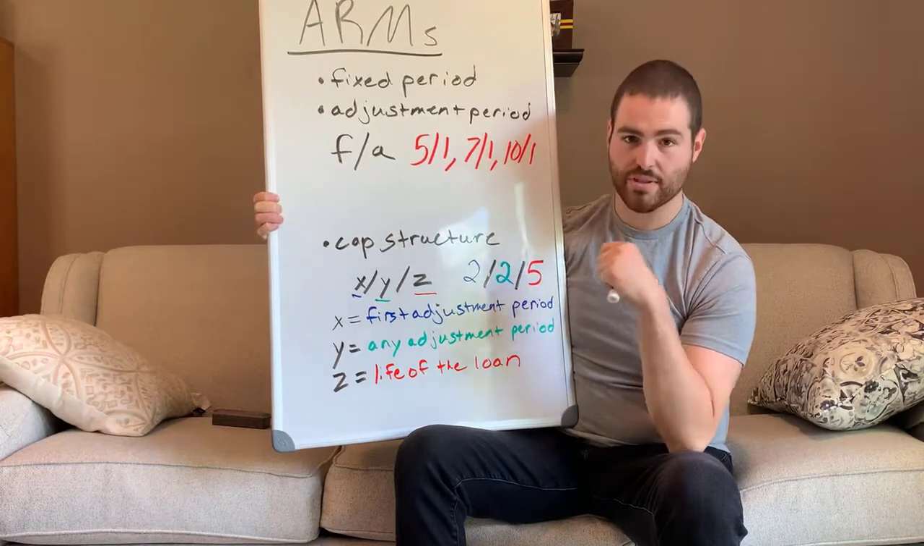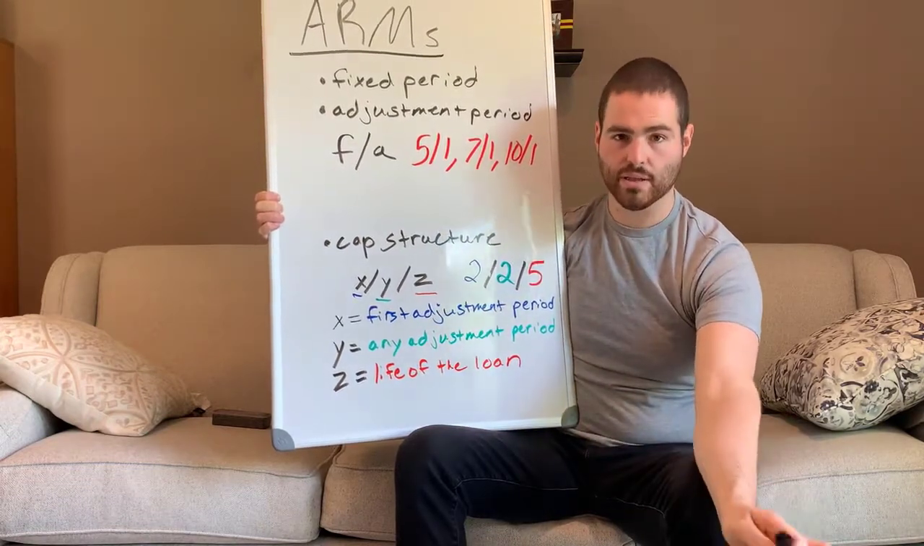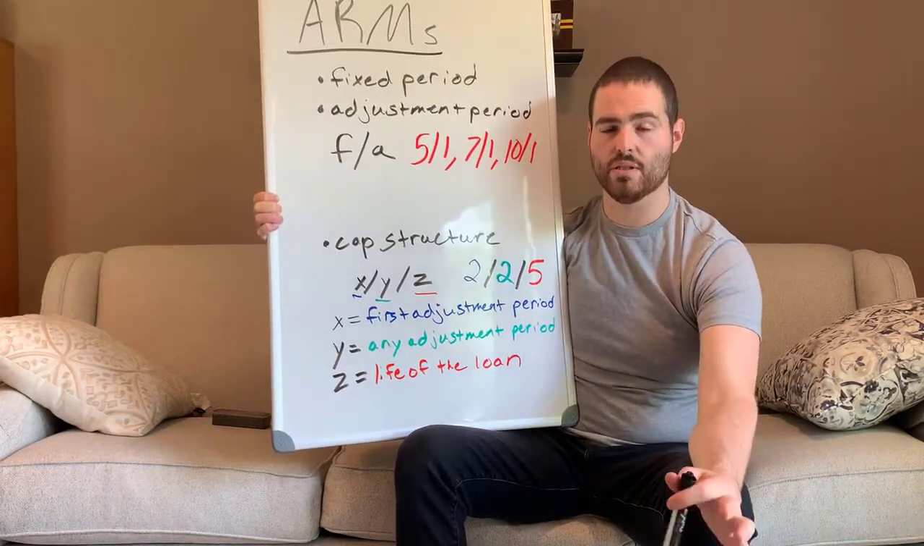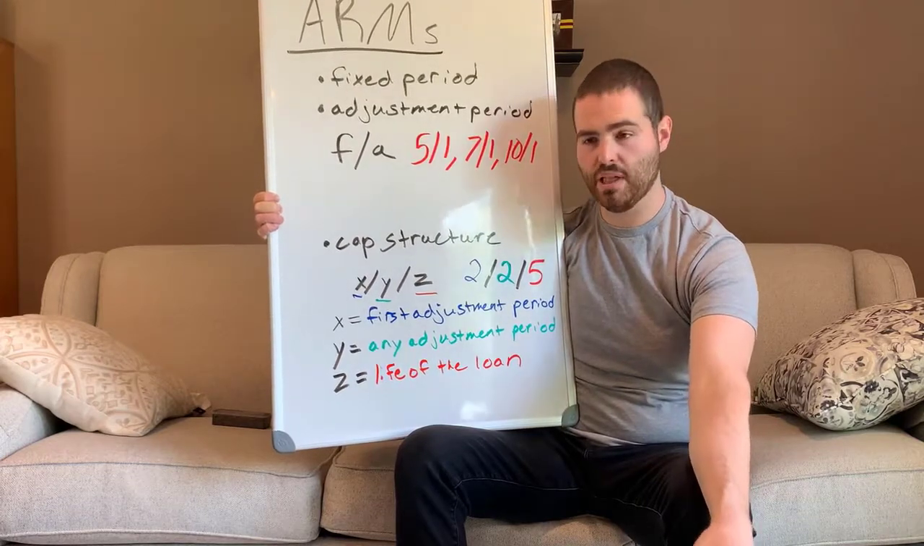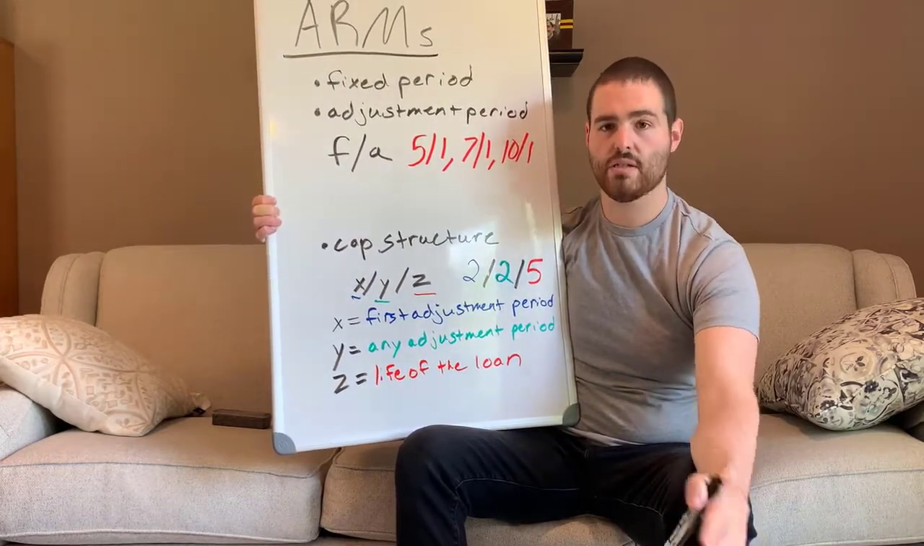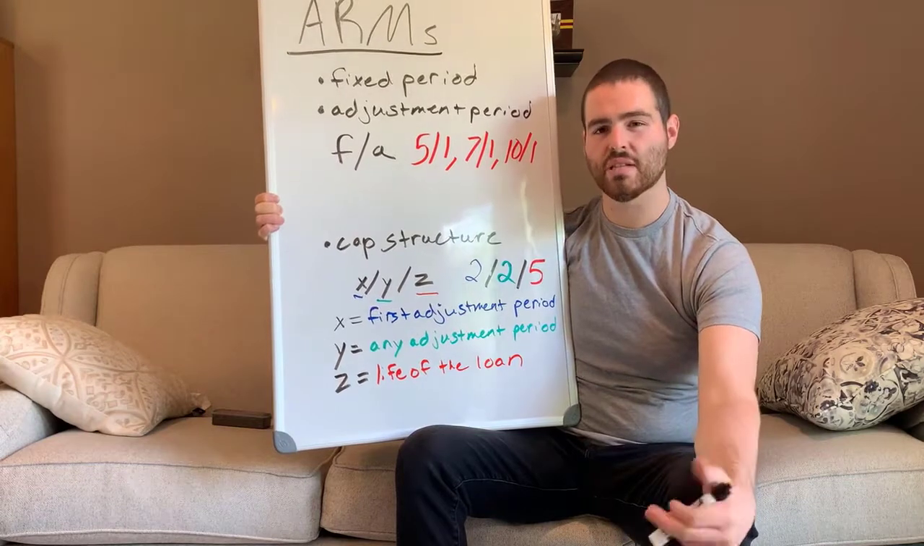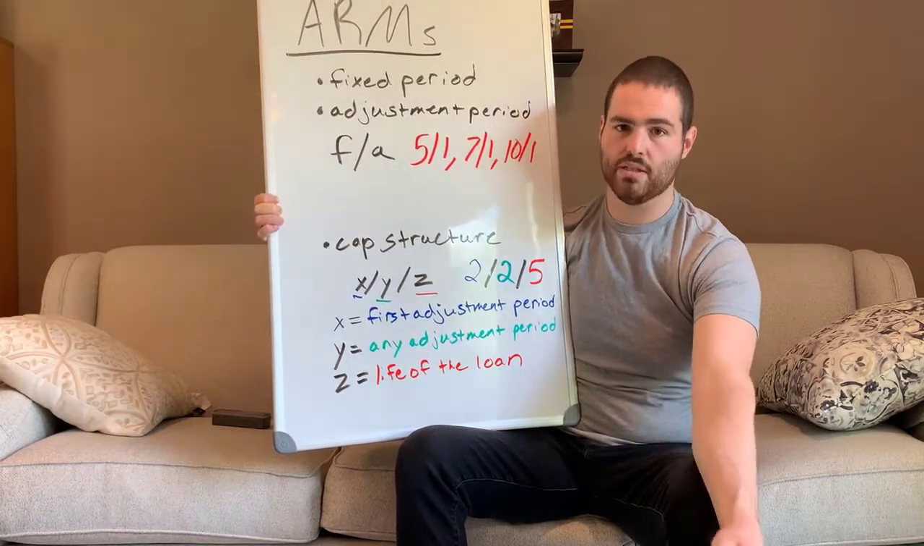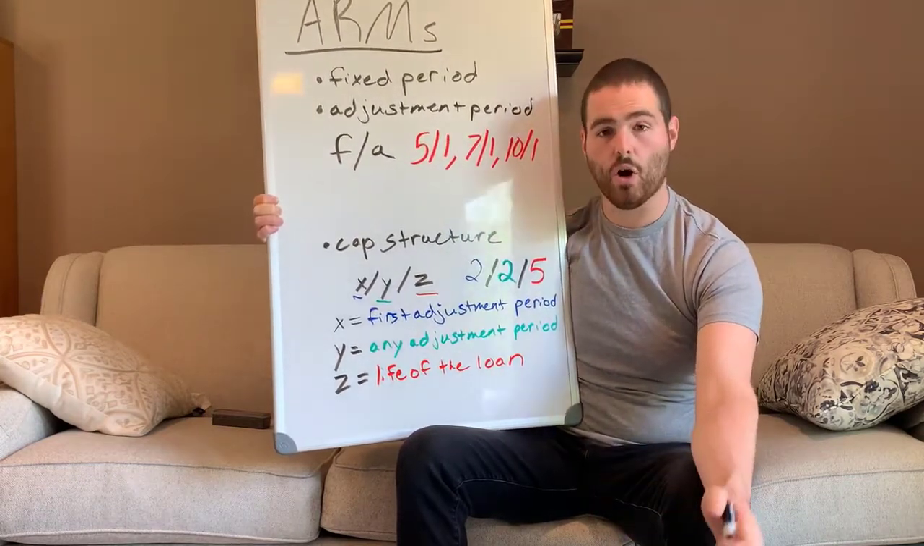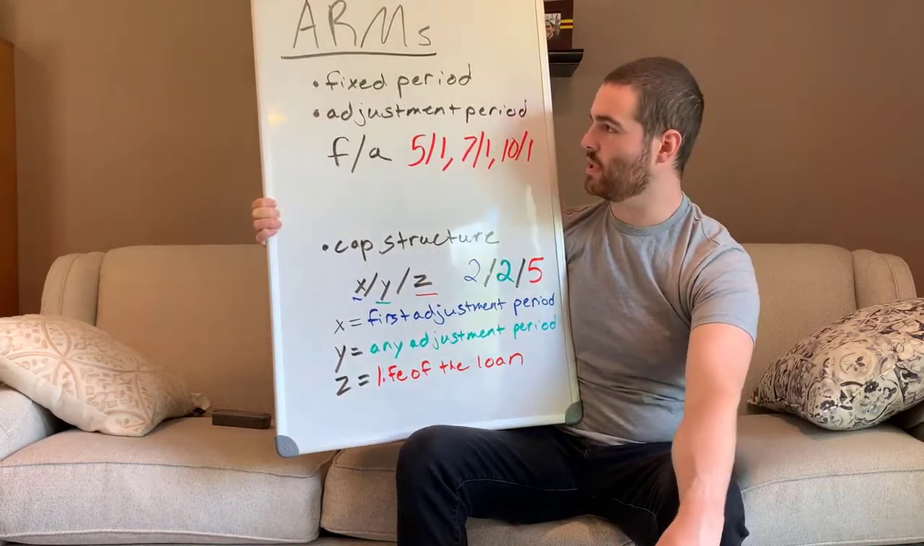Now, this cap structure does not mean you are going to hit those numbers. It's just saying what is the worst possible scenario it could be, how often can the loan adjust, what do those adjustments look like. So it makes it a little bit more predictable than just the idea that interest rates will always reflect exactly what's going on in the market.